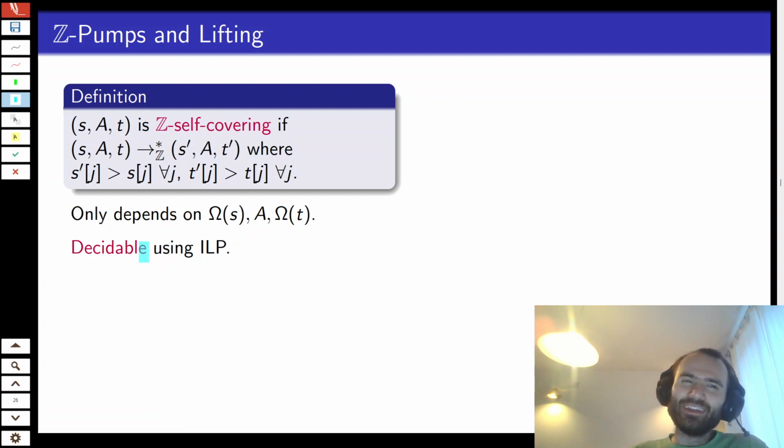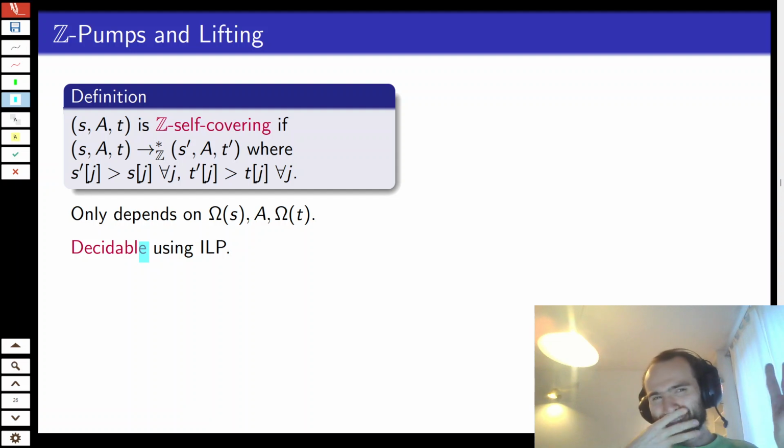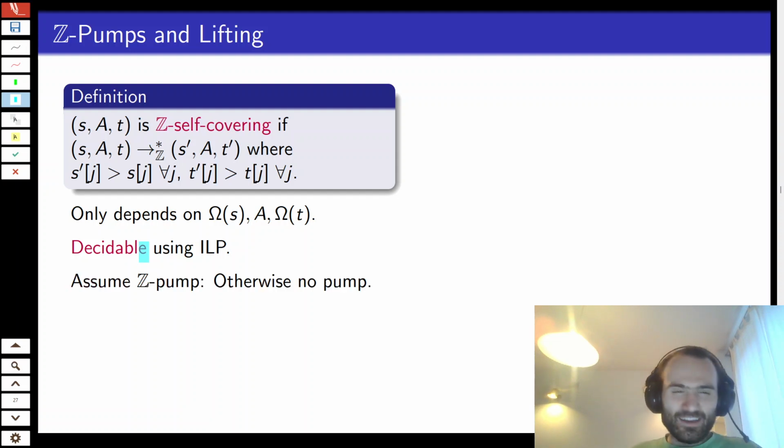Well, I'm not going to write the ILP. It's actually not 100% trivial because you need to think about producing non-terminals on the left of your A and on the right of your A is a bit different. So it's not completely trivial, but you can just do this with an ILP. And of course then, if we don't have a Z pump, then clearly there is no pump. So from now on, we assume that there is a Z pump.